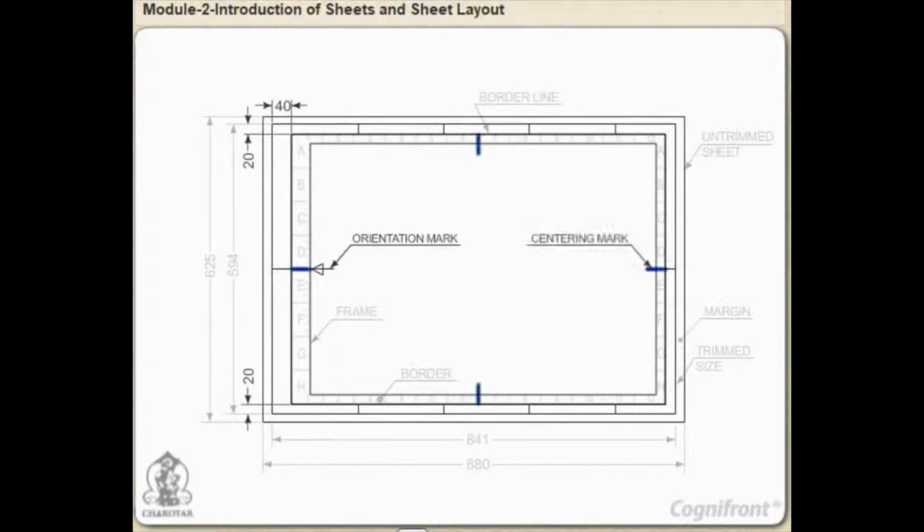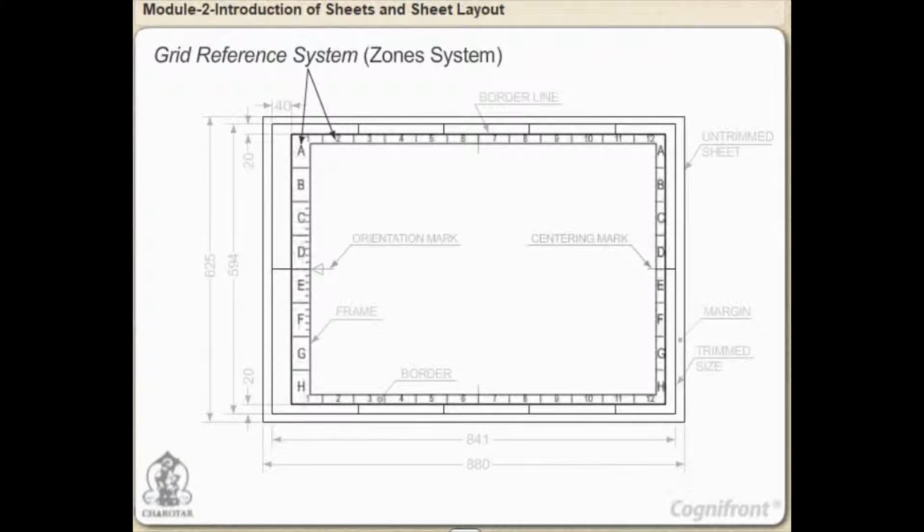Orientation mark. Four centering marks are drawn as shown in the figure to facilitate positioning of the drawing for the reproduction purpose. The orientation mark will coincide with one of the centering marks, which can be used for the orientation of the drawing sheet on the drawing board.